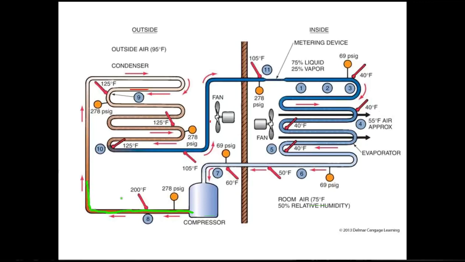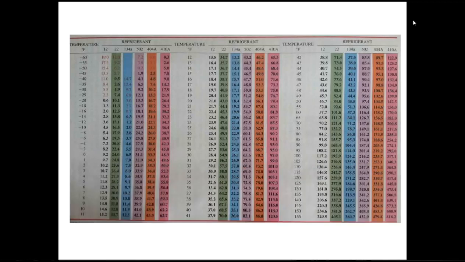So we're at 278 PSIG, and at a certain point in the condenser coil, we are going to hit the saturation point of this refrigerant. And if we take a look right here, 278 PSIG, here's our R22 column, here's our temperature column, this is the saturation point. 278 PSIG for R22 means it's at 125 degree temperature.